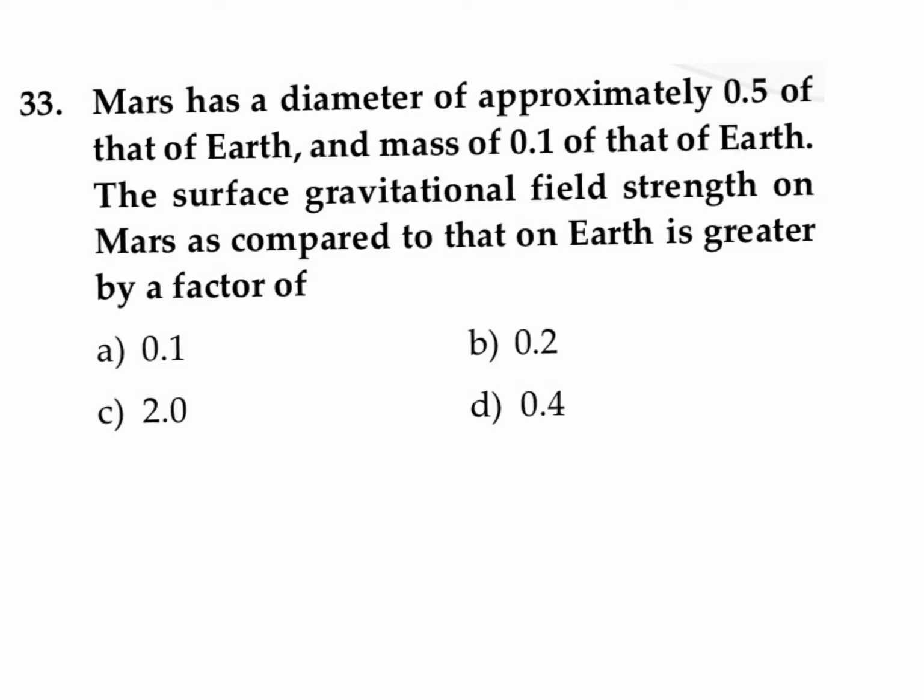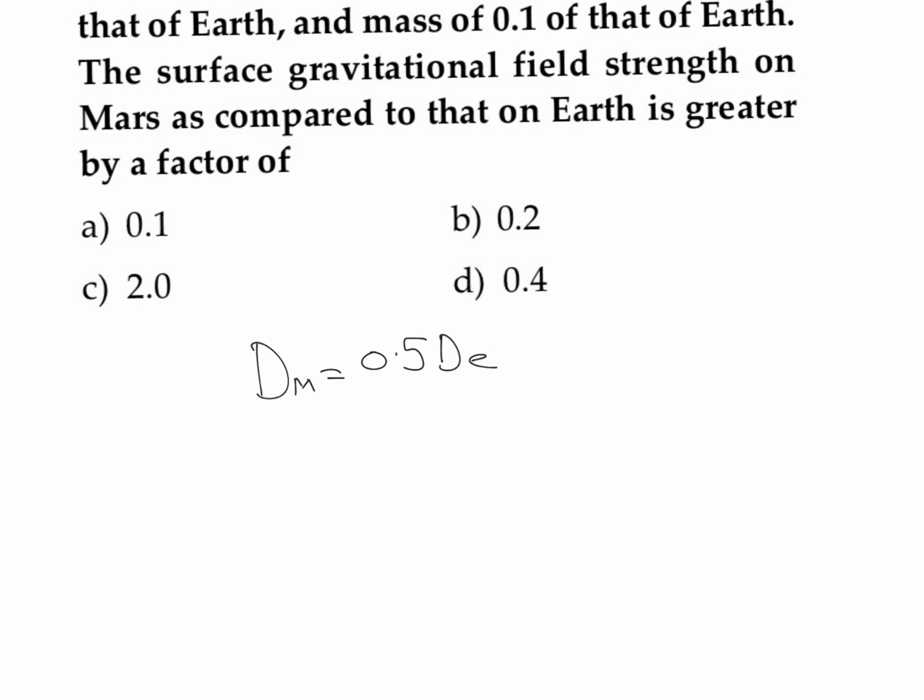In this question, it is given that Mars has a diameter of approximately 0.5 of that of Earth. So diameter of Mars is 0.5 of diameter of Earth. We know that if you divide the diameter by 2, it is nothing but the radius. So you can write radius of Mars is 0.5 times the radius of Earth.